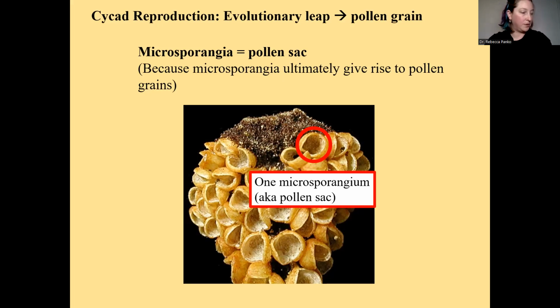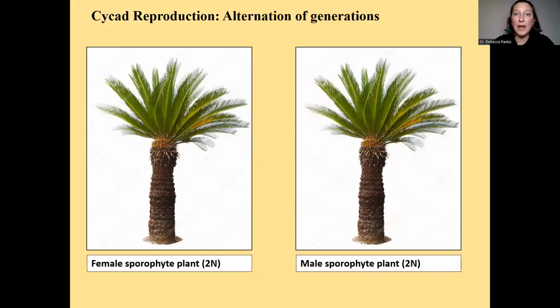All right, how are we doing here? All right, now we know all the players of cycad reproduction, so we're just going to briefly go through alternation of generations to put all those players together. So remember that cycads are strictly dioecious. So you have female sporophyte plants and male sporophyte plants.